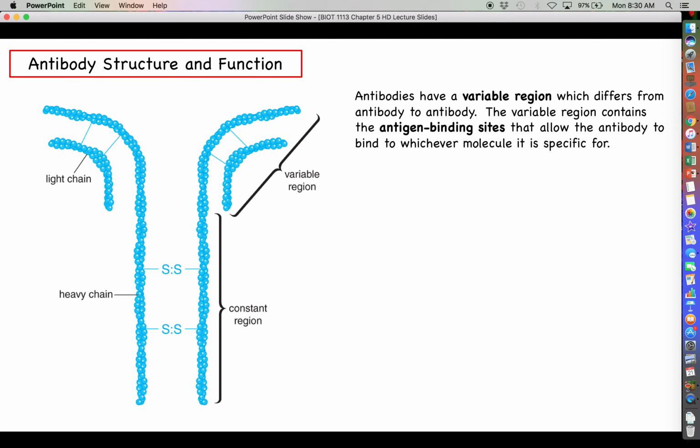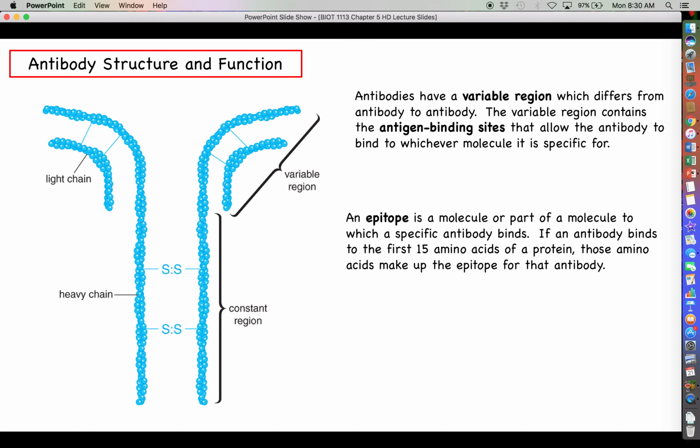So antibodies, if we look at the anatomy of one, antibodies have a variable region up top there that differs from antibody to antibody. So in your bloodstream, you have millions of different antibodies, and they're all going to be a little bit different in terms of what their variable region looks like. The reason for this is that the variable region contains what is called the antigen binding sites that determine what the antibody is going to look for and bind to.